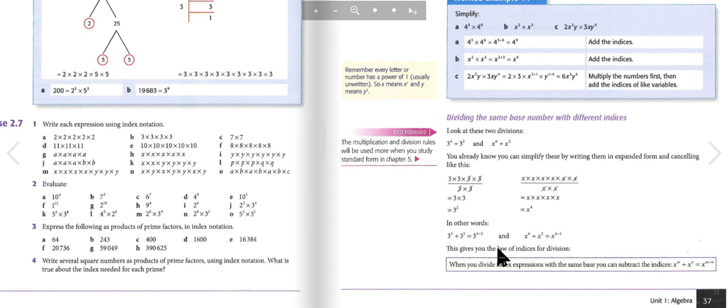This gives you the law of indices for division. When you divide index expressions with the same base, you can subtract the indices. x to the power of m divided by x to the power of n equals x to the power of m minus n.